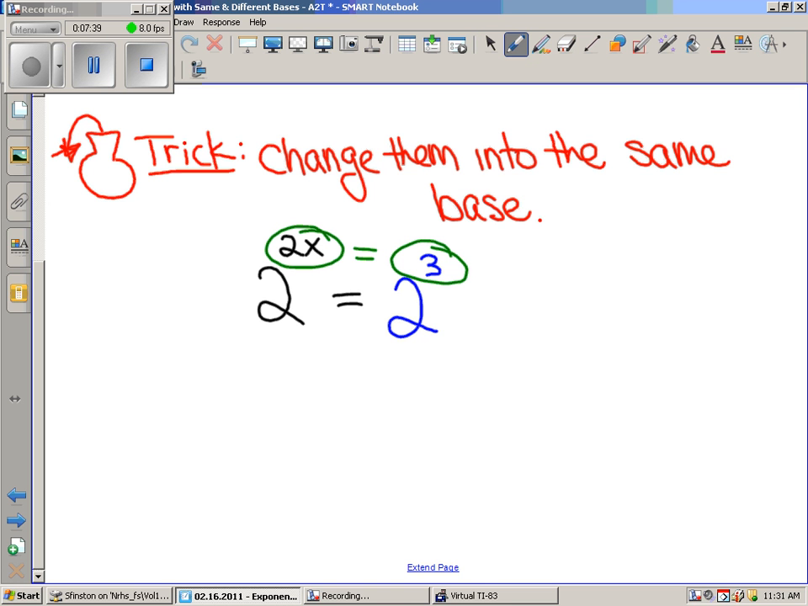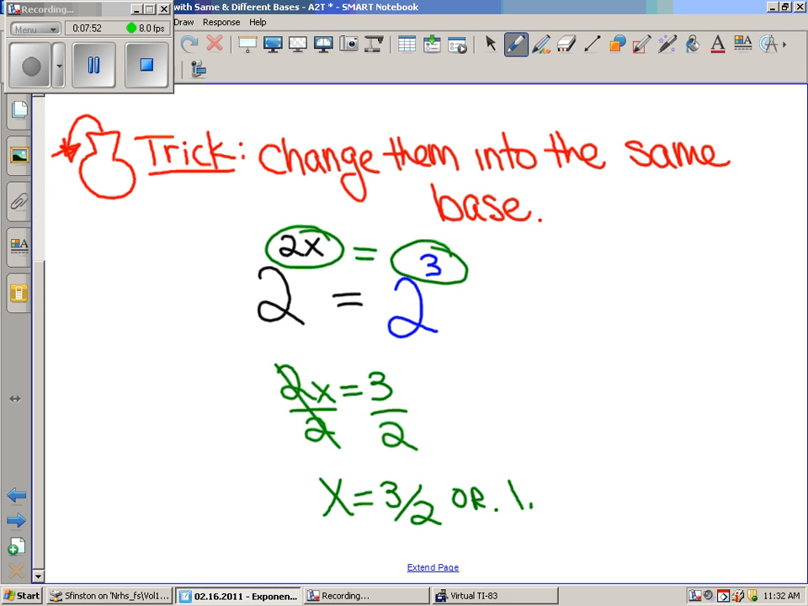Yeah, so 2x equals 3. Divide both sides by 2. X equals 3 divided by 2. And another way that you could say that is 1.5.